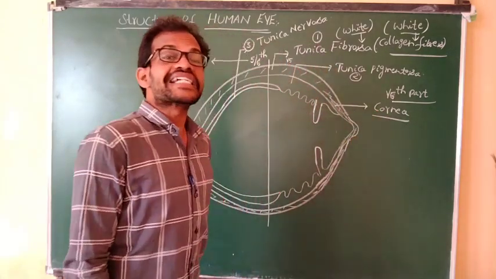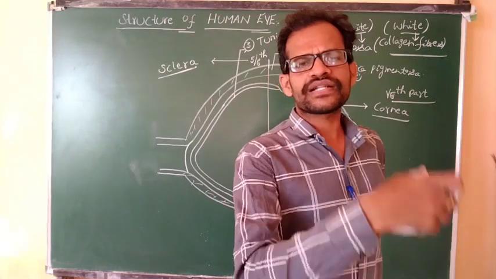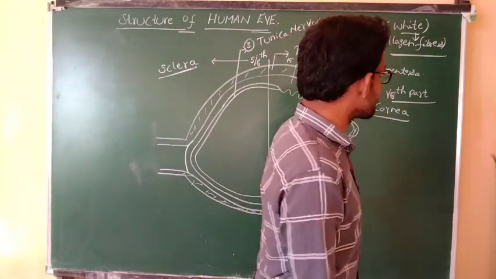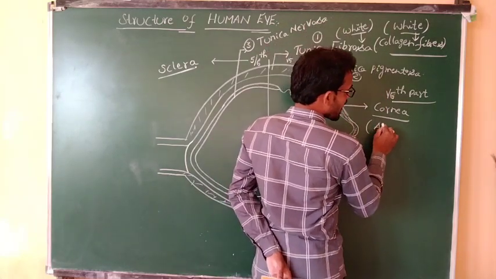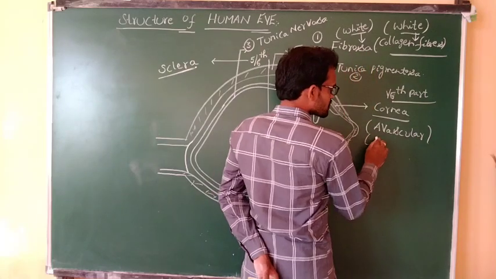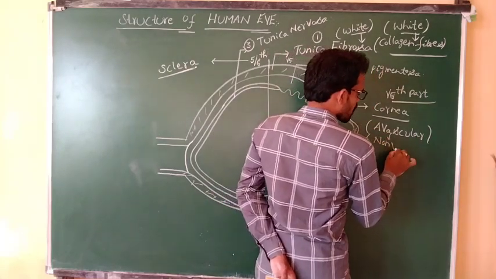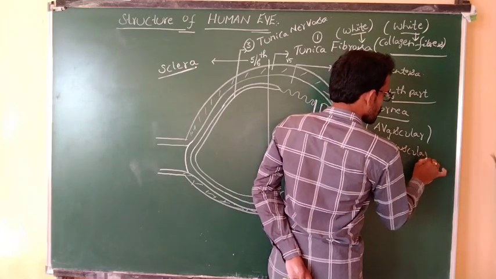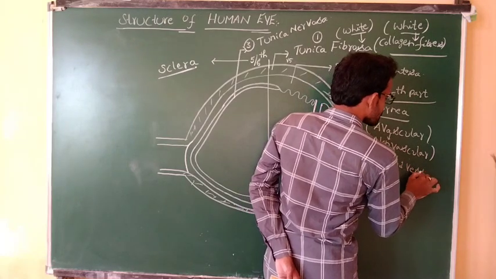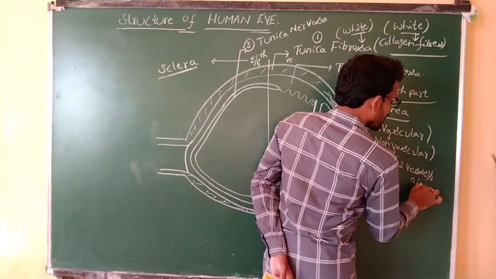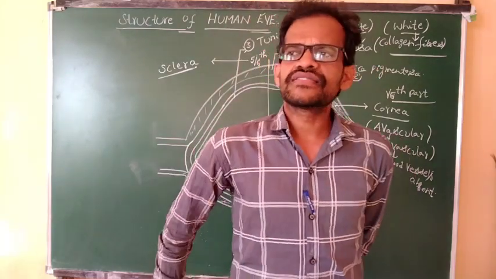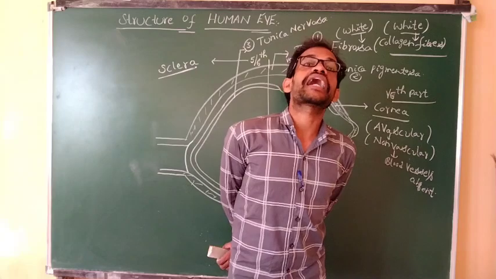Cornea transplantation is a 100% successful transplantation. The main reason is that the cornea is avascular. Avascular means non-vascular, which means blood vessels are absent. Whenever the blood vessels are absent, cornea transplantation is very easy.